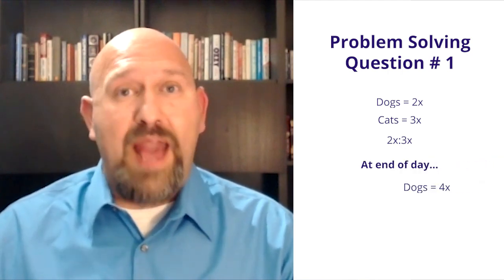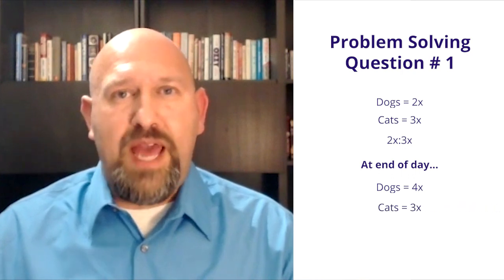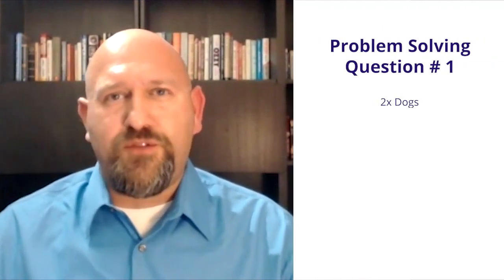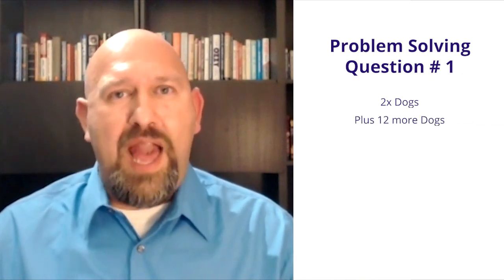We'll do the same thing with the ratio that we had with dogs and cats at the end of the day. We have 4x for dogs and 3x for cats. Now notice what quantity didn't change. The number of cats stayed the same throughout the entire problem. We had 3x cats at the beginning. We had 3x cats by the time we were done. So what about the quantity that did change? We started out with 2x dogs from the beginning. Then, after the outset, 12 more dogs were added, for a total then of 4x dogs.